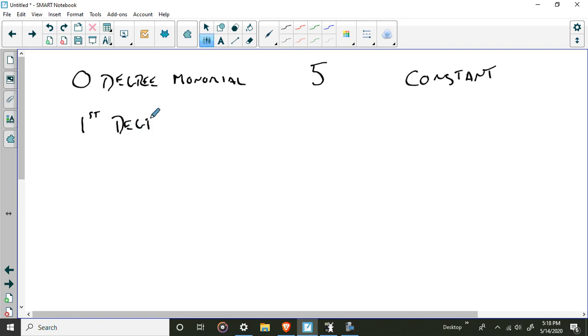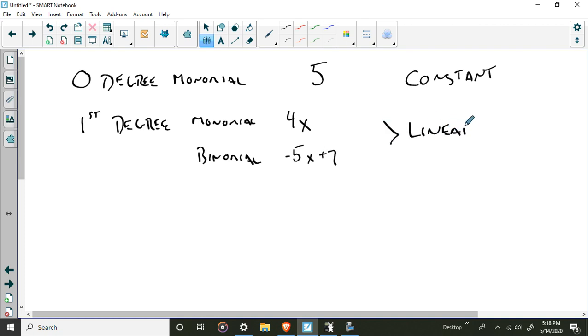Okay, so first degree. First degree means we have an exponent of 1. So if I said 4x, this is a first degree monomial, right? A first degree binomial could look something like this, I don't know, negative 5x plus 7, okay? Whenever you have a first degree, we call those linear, and you guys should know that, right? Anything that was linear was to the first power, right? And they made a line, okay?